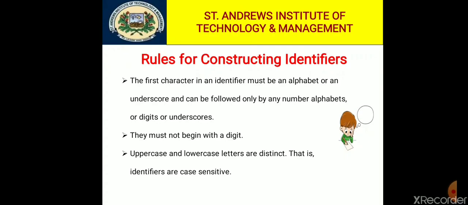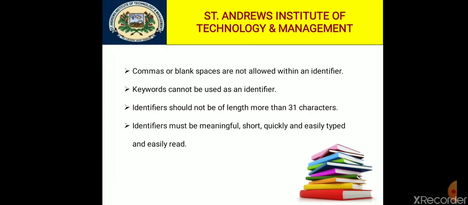We already discussed about it, because C is a case sensitive language. That's why identifiers are case sensitive. Commas or blank spaces are not allowed with an identifier, and keywords cannot be used as an identifier. Above we already discussed about it. Identifiers should not be more than 31 characters in length. And the last one is, identifiers must be meaningful, short, quickly and easily typed and easy to read.